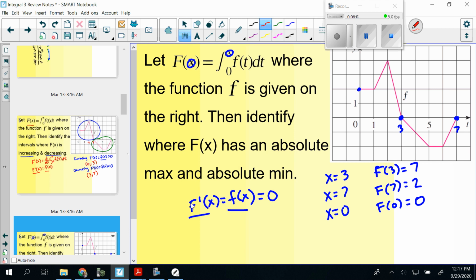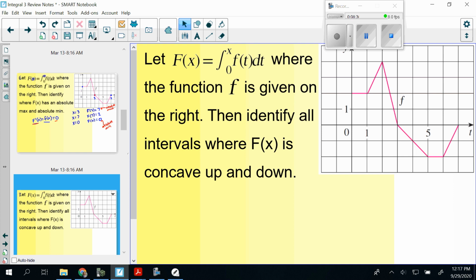So our absolute min would be at the endpoint of 0, because we're not accumulating any area yet. Our absolute max would occur where that derivative equaled 0 there at 3, x equals 3. So the max would be at x equals 3.